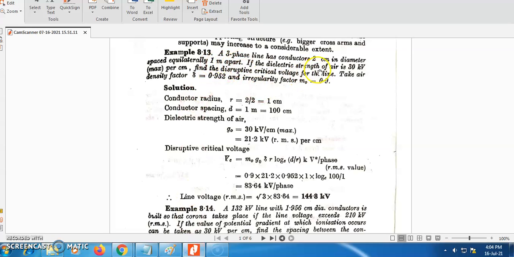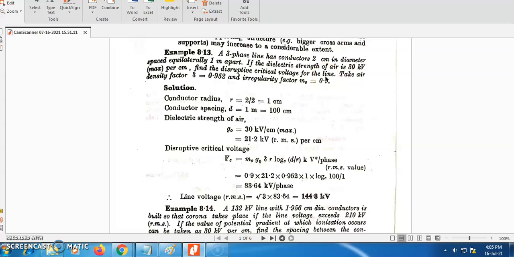If the dielectric strength of the air is 30 kilovolt per centimeter, that is your G0 is 30 kilovolt per centimeter maximum, but when you substitute in the equation, you need to substitute the RMS quantity, and the RMS is nothing but 21.2 kilovolt RMS, right? And next, find the disruptive critical voltage for the line.